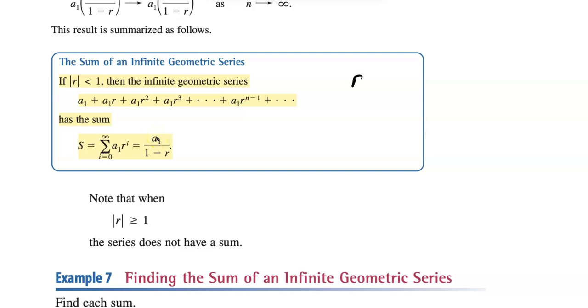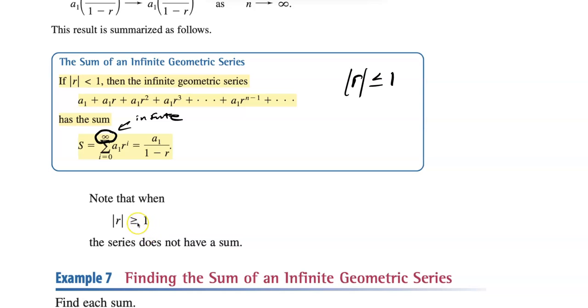First, the absolute value of r has to be less than 1. And also it has to go to infinity. Right? So it's an infinite sum. It only works when |r| is less than 1, because that means the terms are getting smaller. You could find the infinite sum.